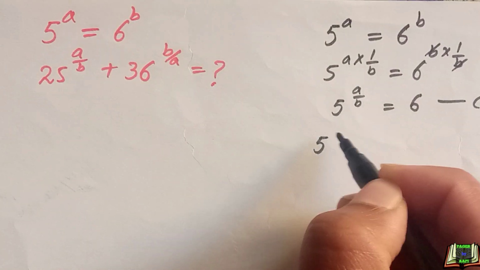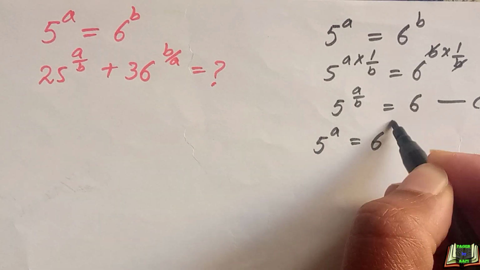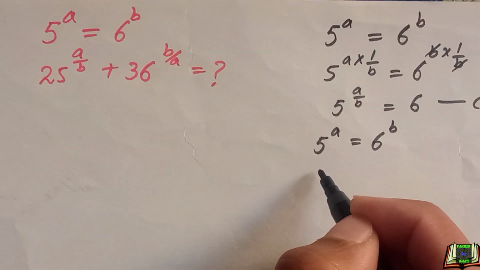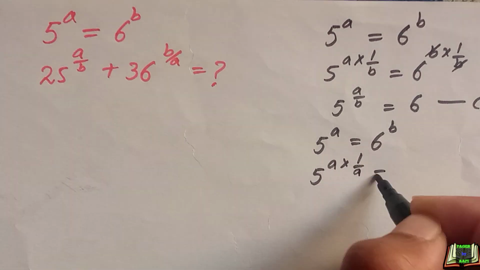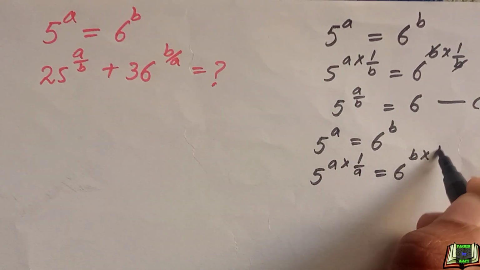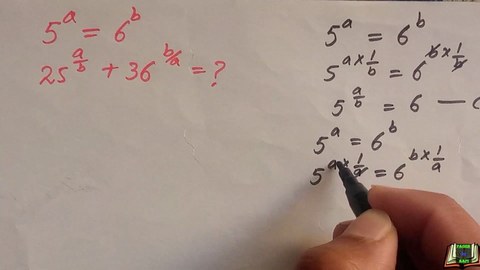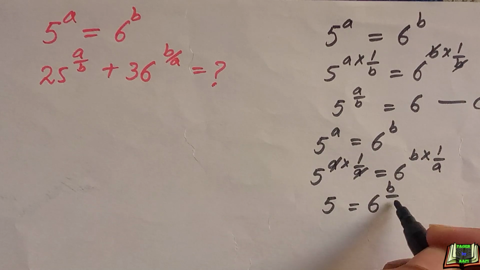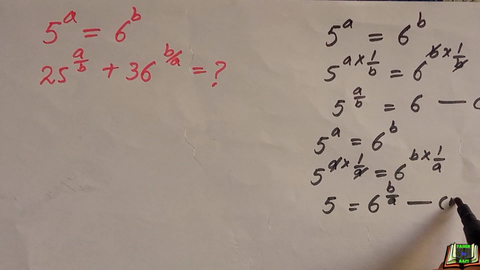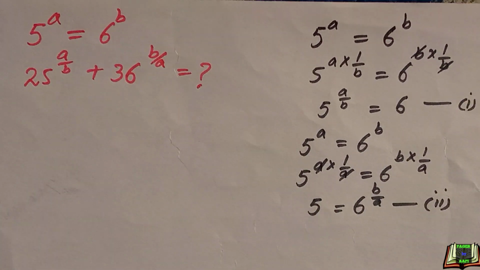Again, 5 raised to power a is equal to 6 raised to power b. Now this time we are going to multiply the powers of both sides by 1 over a. And this a cancels out. We have 6 raised to power b by a is equal to 5. Let's name this equation as equation 2.